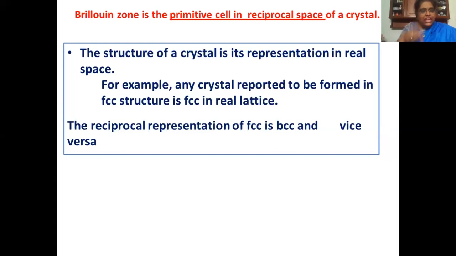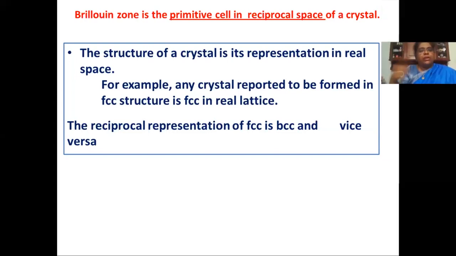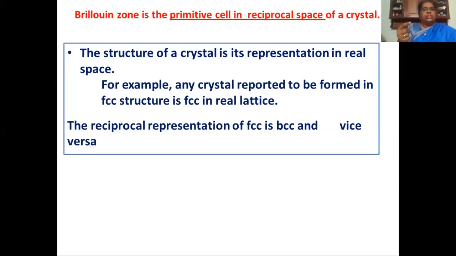Even though X-ray is the one which has brought in the information, the X-rays have gone into the reciprocal space and brought out the information, and that information is interpreted and represented as the structure in real space. So don't get confused. What you read in the paper, what you report as your result, is the real space of it, even though the information is taken from the reciprocal space.